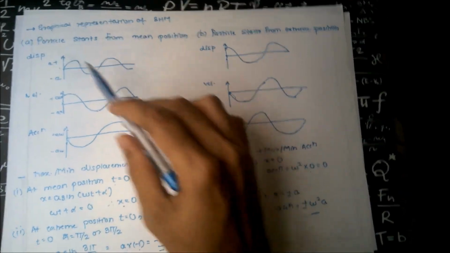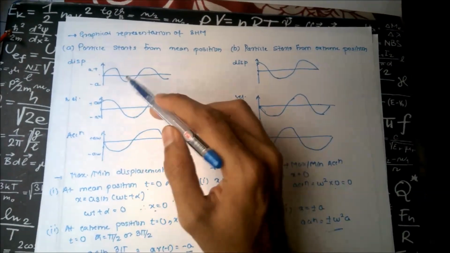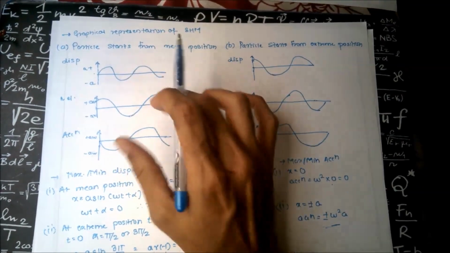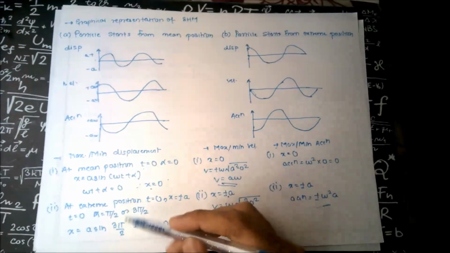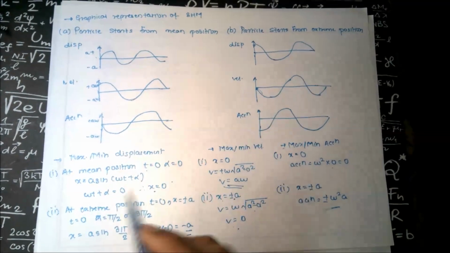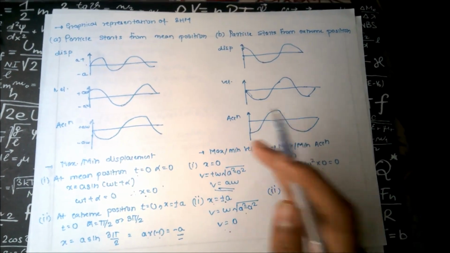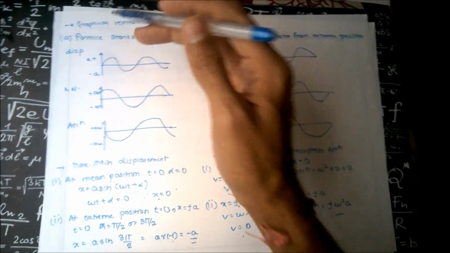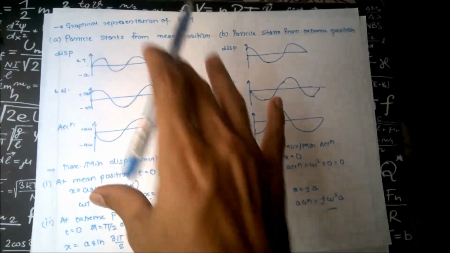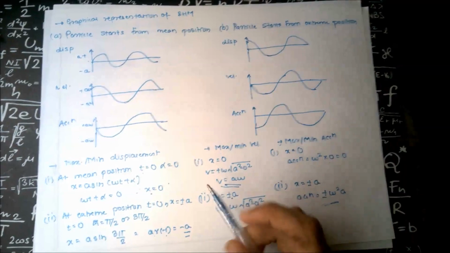So the graphical representation of SHM: we have the graphical representation for the SHM for the particle starting from the mean position and the extreme position. Here we'll calculate the maximum and minimum displacement, maximum and minimum velocity, and maximum and minimum acceleration. With respect to that, we have the graphs for the displacement, velocity and acceleration when the particle goes from the mean position to the extreme position.